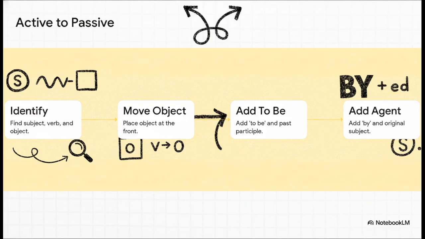Step 1. Identify your original subject, your verb, and your object. Step 2. Take that object and just move it right to the front of the sentence. Step 3, and this is absolutely crucial, add the correct form of the verb to be while keeping your original tense, followed by the past participle of your main verb. And finally, Step 4, add the word by and place your original subject, the agent, right at the end.